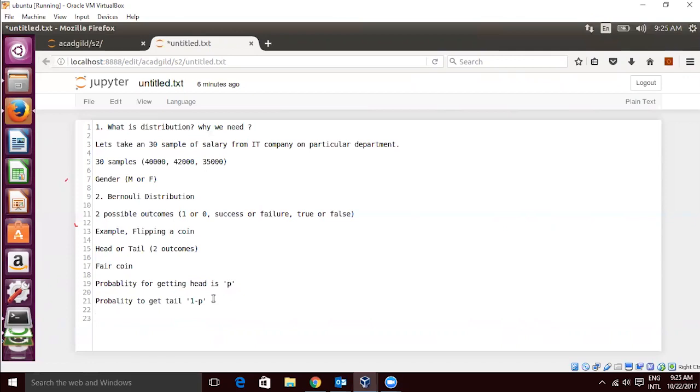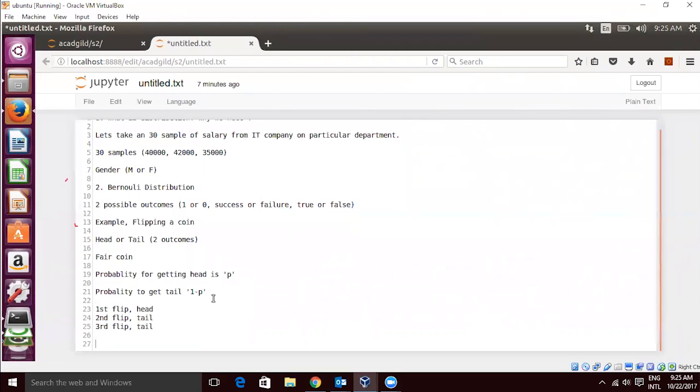Now think about it. I toss a coin and I get head. The first example: I flip a coin. The first flip, I get head. The second flip, I get tail. In the third flip, I get tail again. Now using this, we'll try to define it.